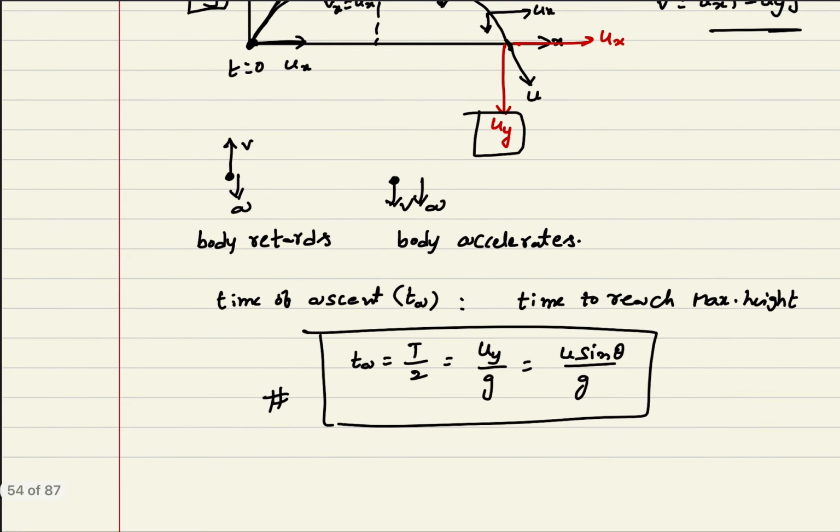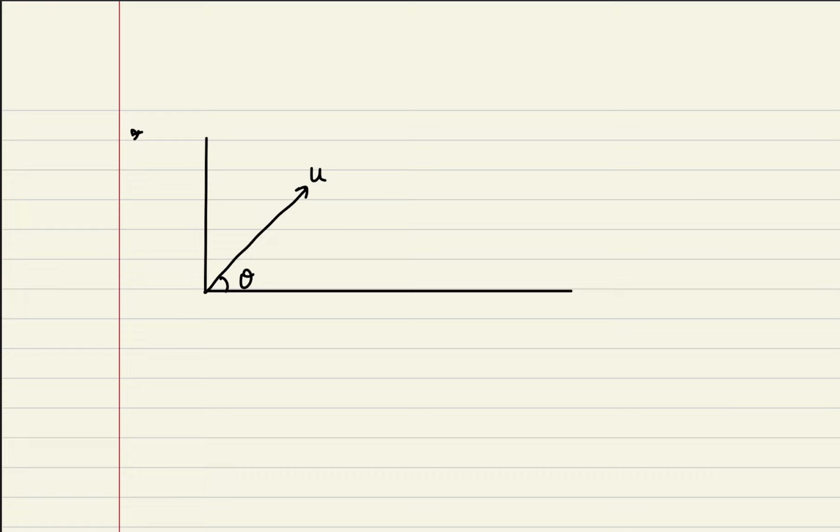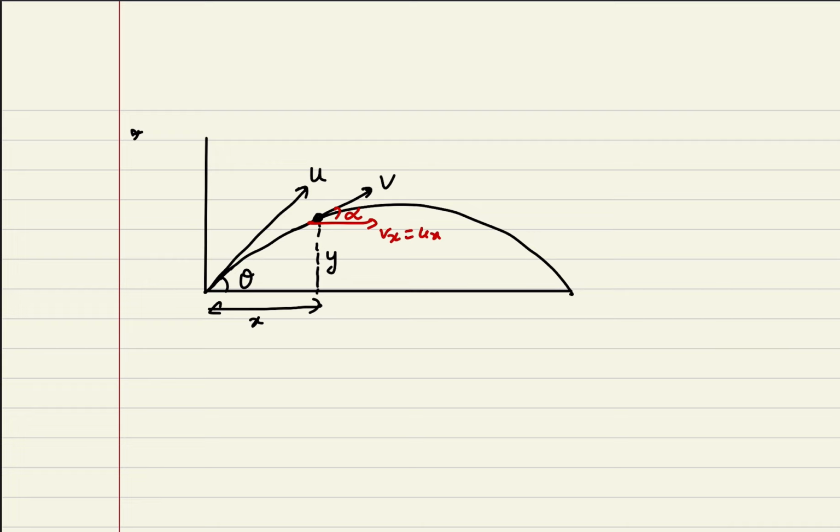More details regarding this projectile motion. Now whenever a body is projected from ground to ground, if you want to calculate at any position located at x on the x-axis and y on the y-axis, its velocity is v. If it is making angle alpha, you can write vx is equal to ux, and vy is equal to uy minus gt.